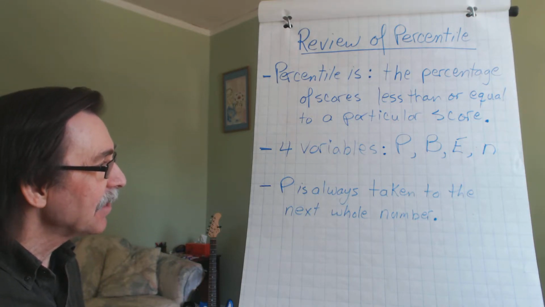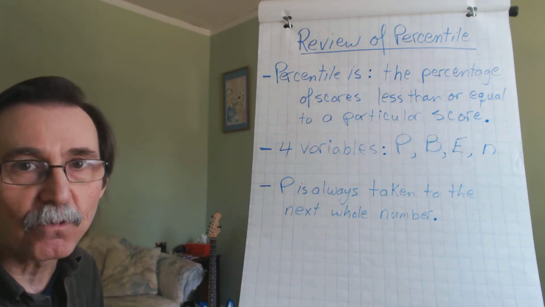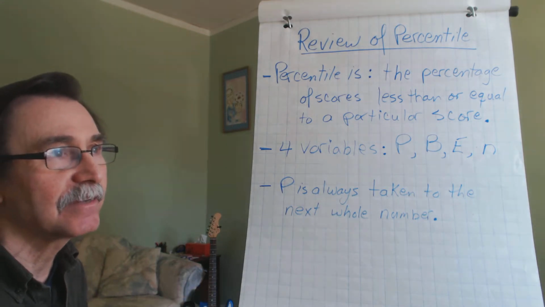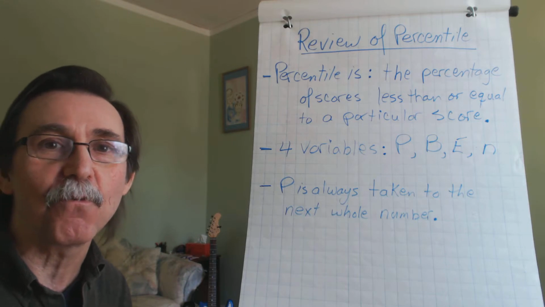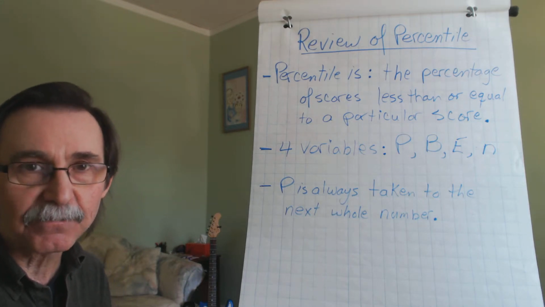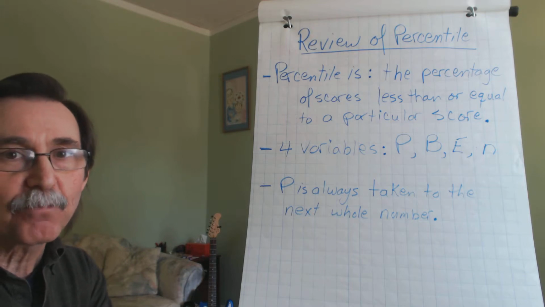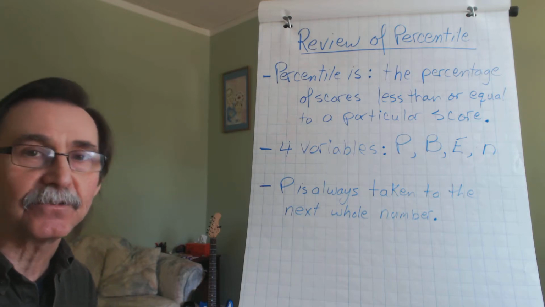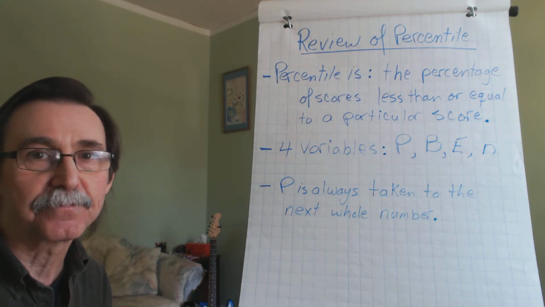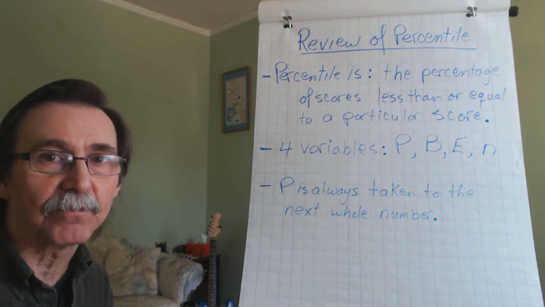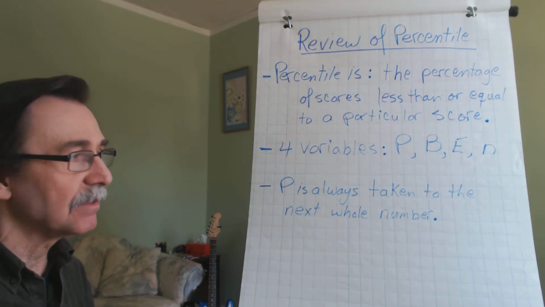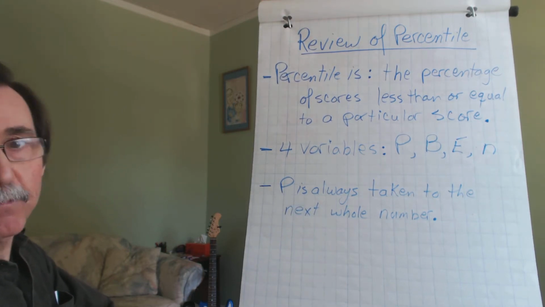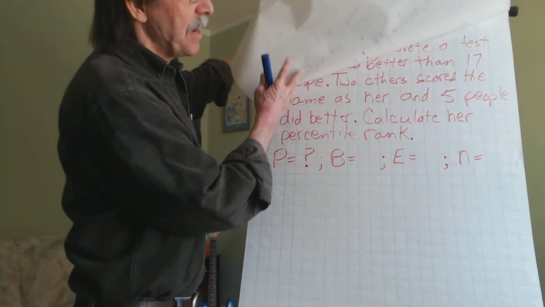One thing about percentile, it's always taken to the next whole number. Even if you get an answer like 81.01, well, if that's what your calculator says, you have to interpret it this way. It's more than 81, so it's got to be 82. It would be P82. Okay, so it's not a true rounding, even though the book says that. I take it to the next whole number. That's what I mean by that. Okay, so let me flip the page here, and we'll work this example out together.